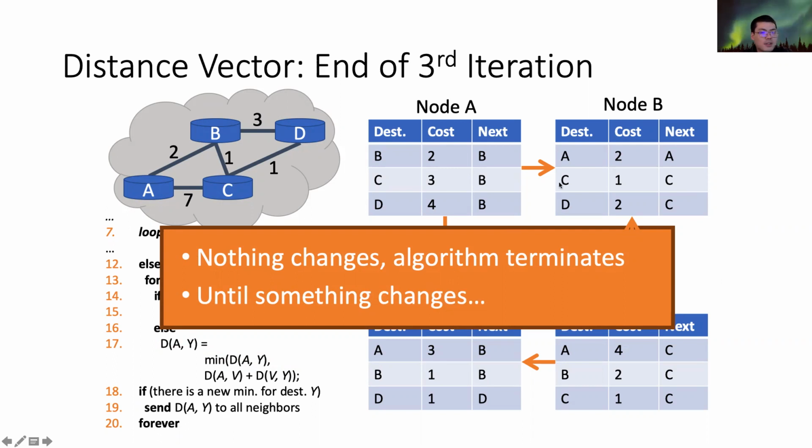This is a stable status until something changes. Let's say this 7 goes down to 1. Then you do more updates. Previously, you say this is 3, so I go to C at cost 3. But now, if I detect this becomes 1, I should just go to C directly. So until something changes, you will be triggered to do this kind of computation again. Any question here? I hope this is easier to understand for you.